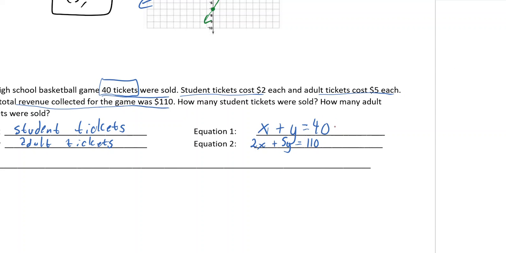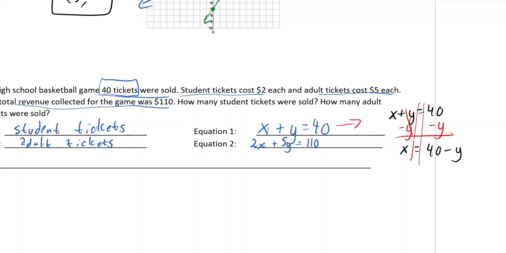So we're going to solve the first equation here for one of your variables. I have x plus y equals 40. Okay, I'm going to solve for x here. It really doesn't matter because neither one of these variables have a coefficient, but I'm going to solve for x, which means I'm going to get rid of y by subtracting y from both sides. This will give me x equals 40 minus y.